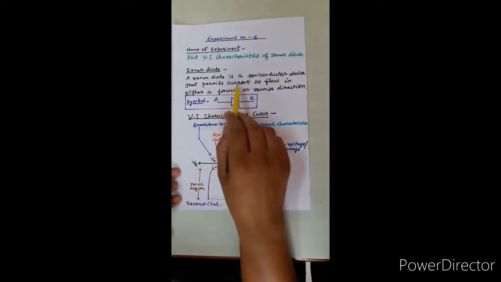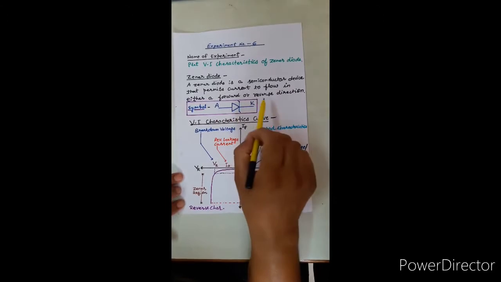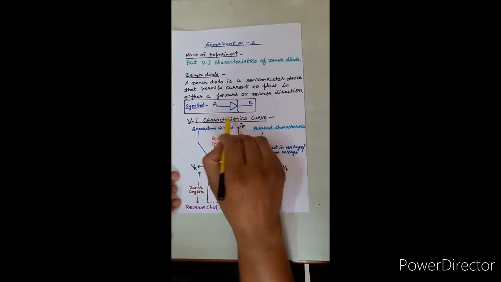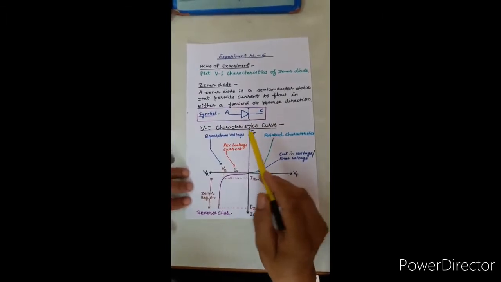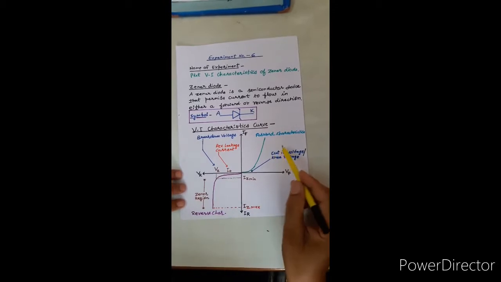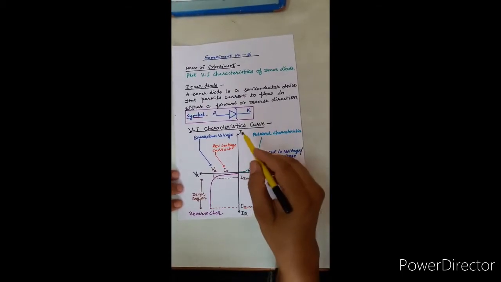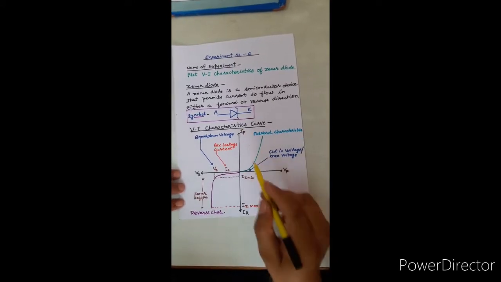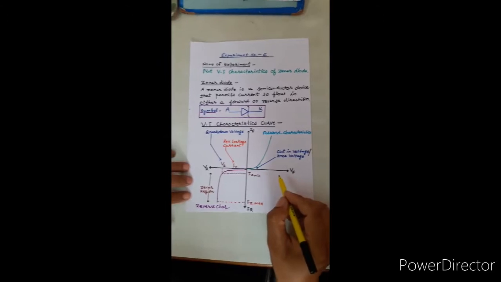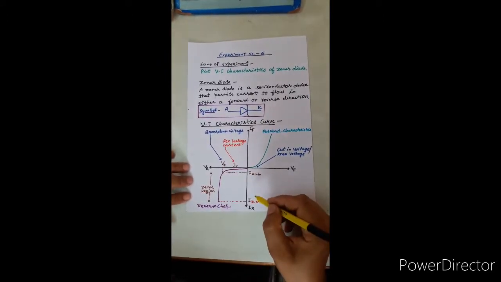A Zener diode is a semiconductor device that permits current to flow in either a forward or reverse direction. We can represent the Zener diode with this symbol, anode and cathode. VI characteristics curve: this section is the forward characteristics. Here on the y-axis, IF denotes forward current, and VF is forward voltage on the x-axis. Similarly, IR stands for reverse current and VR is reverse voltage.